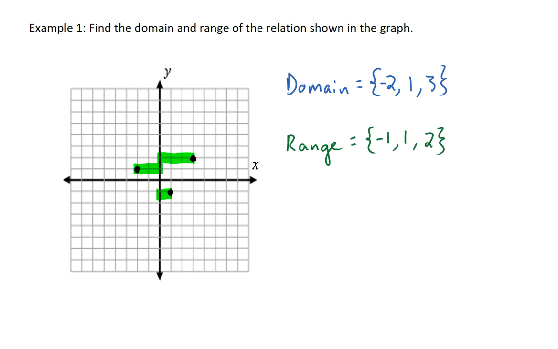So that's the domain and range for this graph, but this graph is a little peculiar because it's just made up of distinct points. Usually we have what we call in math continuous graphs, that is, connected all together. And so now let's look at finding the domain and range when it's a continuous graph.